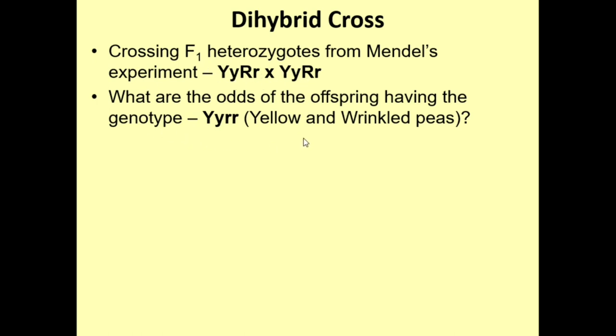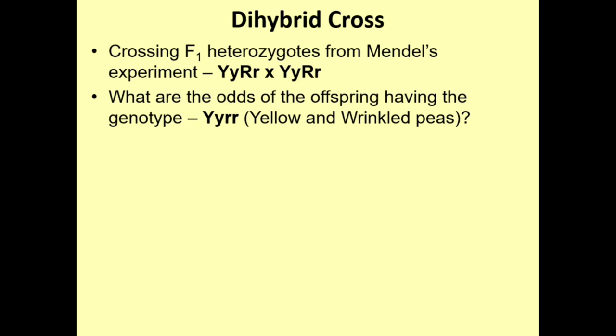And what I want to know is what are the odds of the offspring from this cross having the genotype big Y, little r, little r. So that would obviously be the phenotype yellow and wrinkled. So what are the odds of getting that particular genotype from this cross? Now, obviously, we could do that 4x4 Punnett square, which is quite cumbersome and it takes a bit of time to do it.